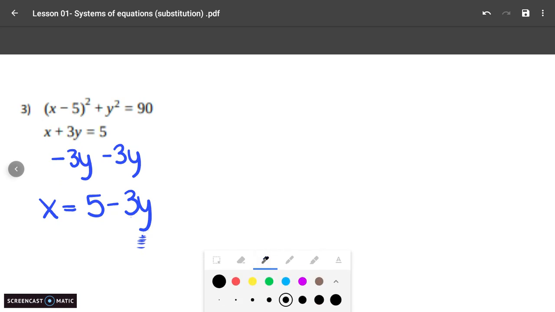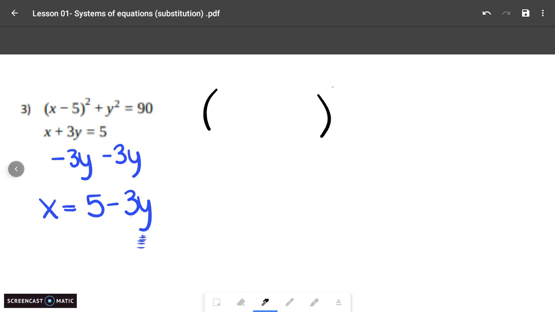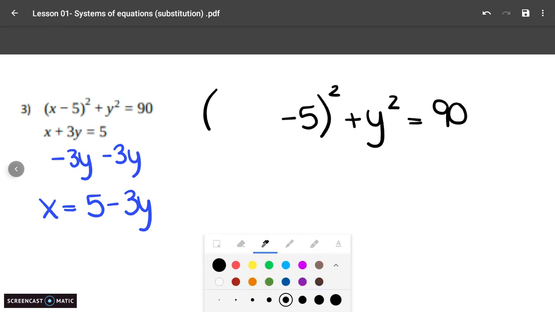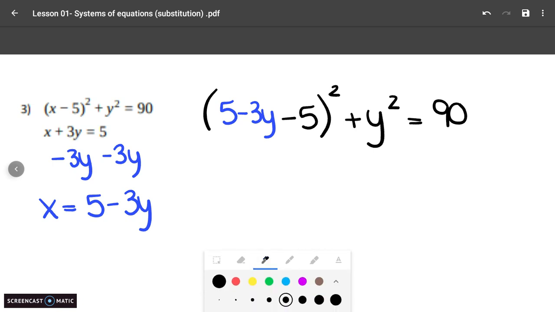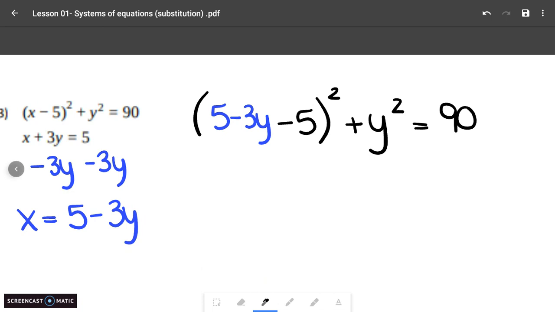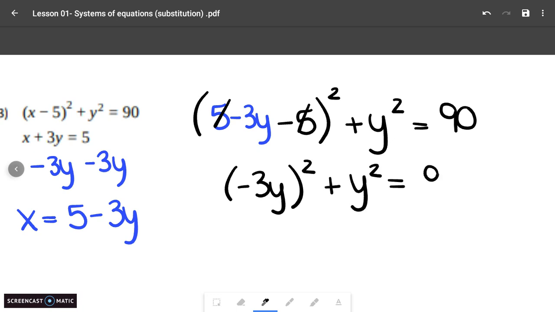Okay, so I'm plugging in for x this time. So I'm going to keep that squared a little bit because we're going to see that minus 5 is still there. Plus y squared equal to 90. But what we're doing is we're rewriting this with that 5 minus 3y inside. So the whole point is that we're plugging in so we can solve for one letter at a time. But you may notice 5 minus 5 is going to cancel out.